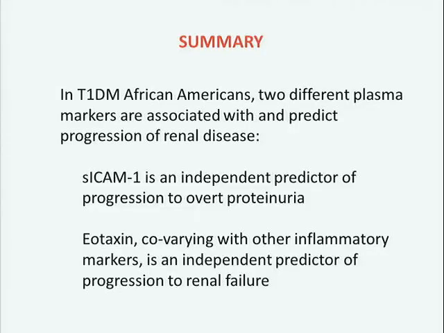And SICAM1, an adhesion molecule, is an independent predictor of the progression to overt proteinuria, and EOTAXIN, co-varying with other factors, is an independent predictor of progression to renal failure.